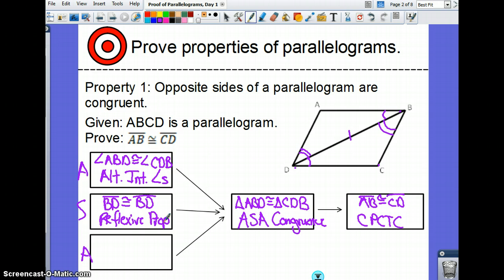And last but not least, I have this other pair of angles here, this angle and this angle. So that's going to be angle ADB is congruent to angle CBD. And that is also the alternate interior angles. So there we go. There's our flow chart proof.